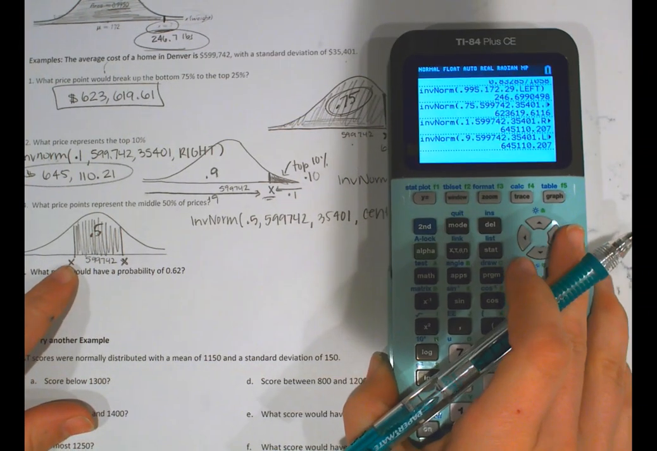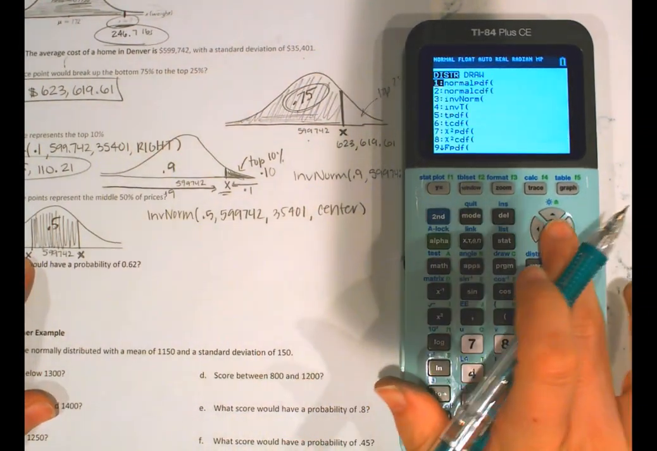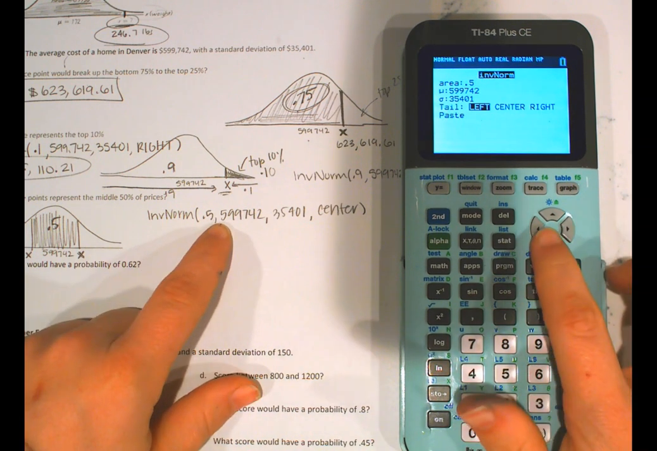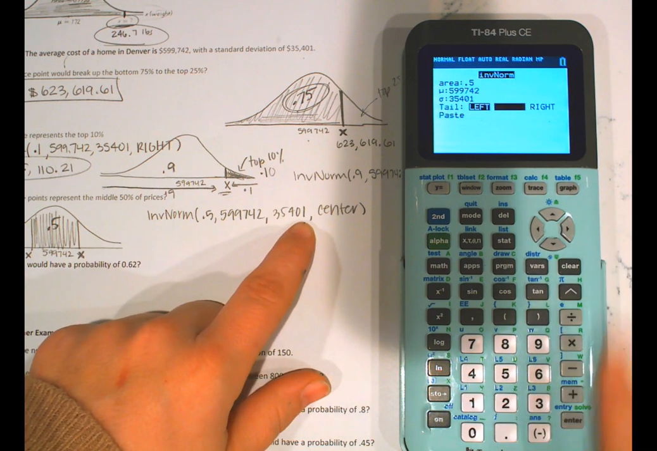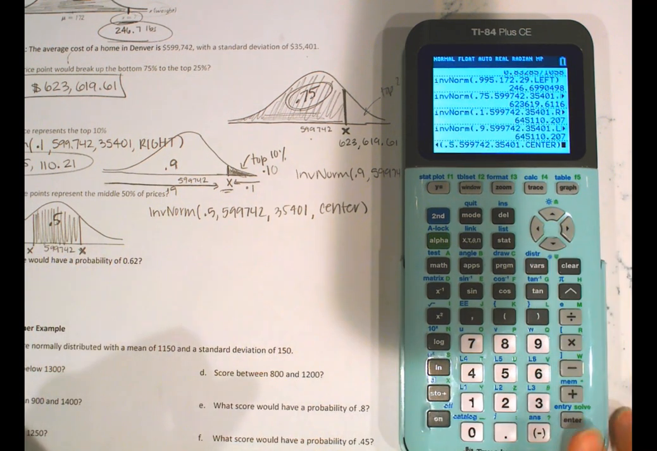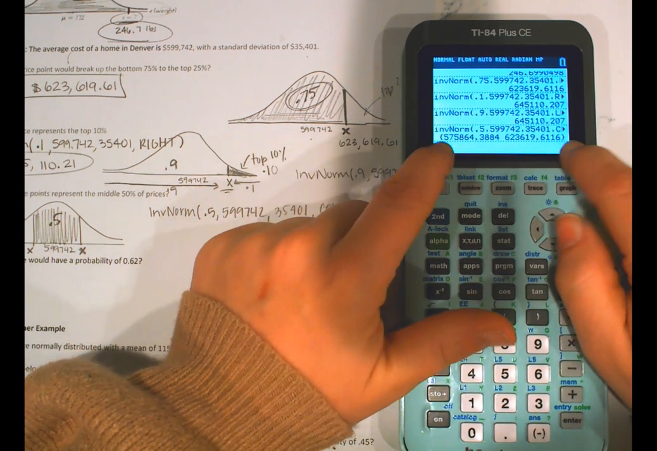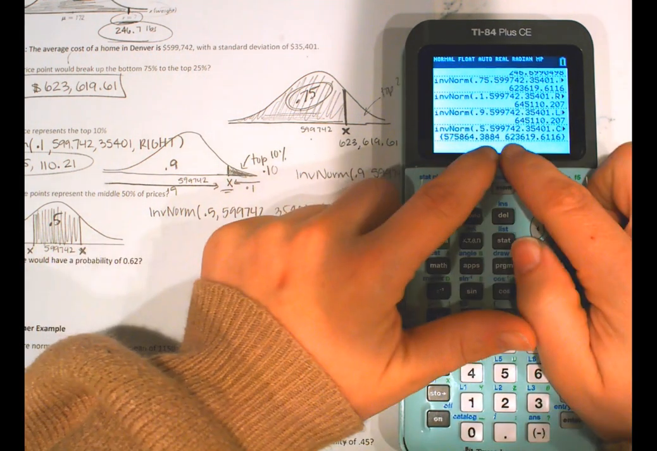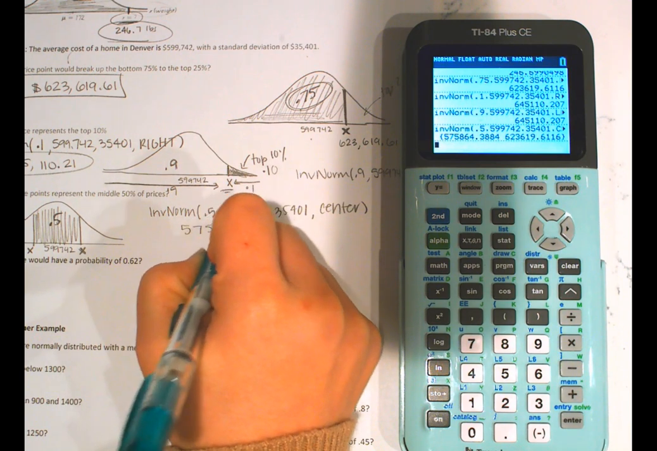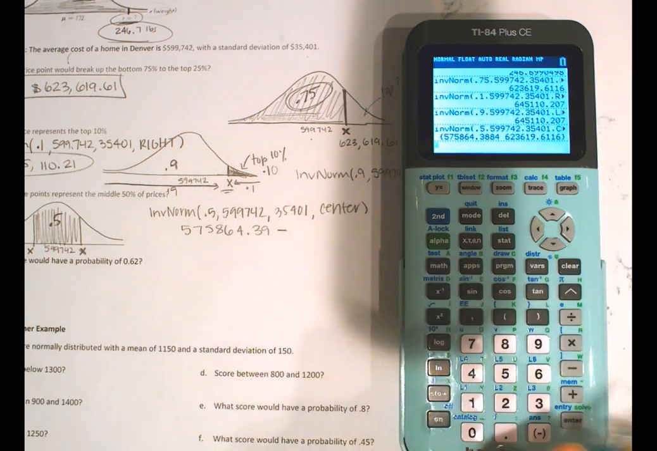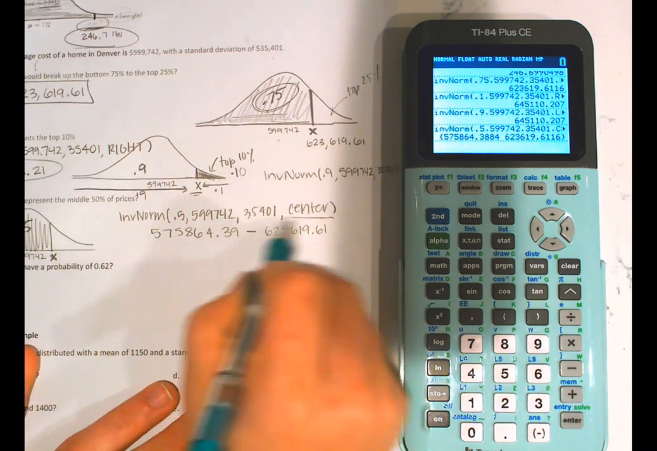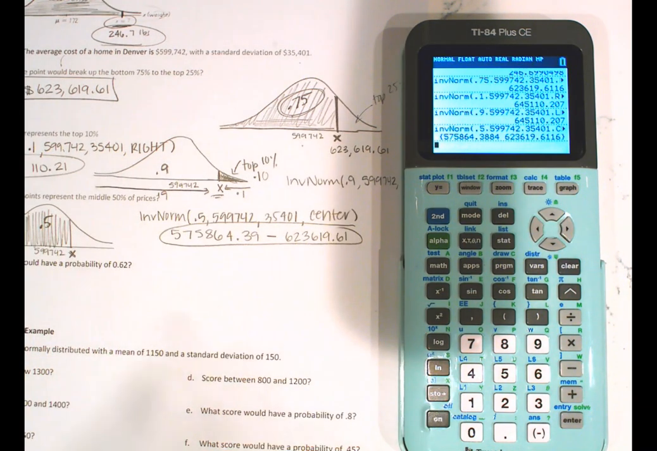Let me show you. When I go to my calculator, second vars, number 3, invNorm, my area is 0.5 because I want that 50%. Mean is still the same, standard deviation is still the same. I want the center. My area is in the center now. When I hit paste, it's going to give me both of these values at the exact same time. So one of them goes from 575,864.39 to 623,619.61. So these two values make up the middle 50%.